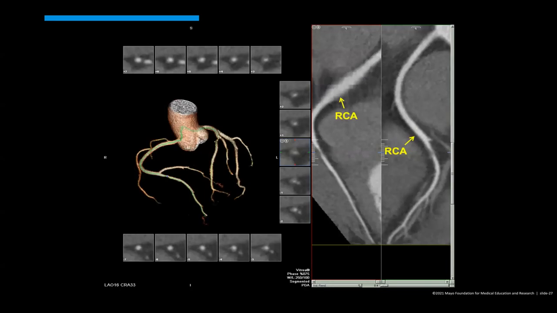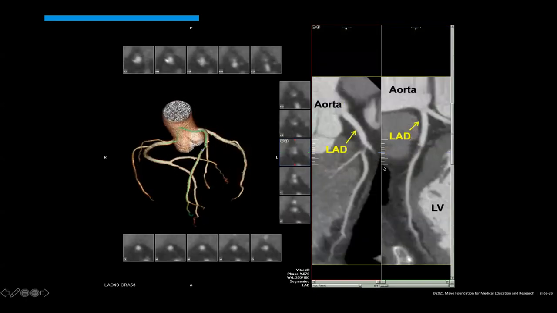And then we'll stick with this case. What about the RCA? Actually, before we move on to that, as you pointed out correctly, Josie, there is a mixed calcified and non-calcified plaque here in the proximal LAD, just after the first diagonal, causing severe stenosis.